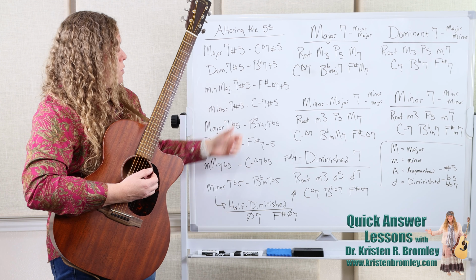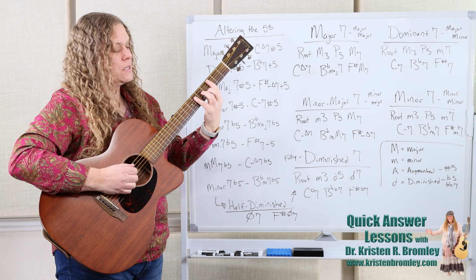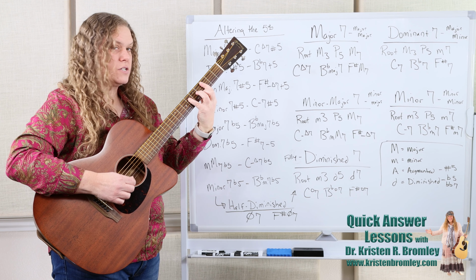We can have a minor 7th chord with a sharp 5. So here's an example of C minor 7 sharp 5.